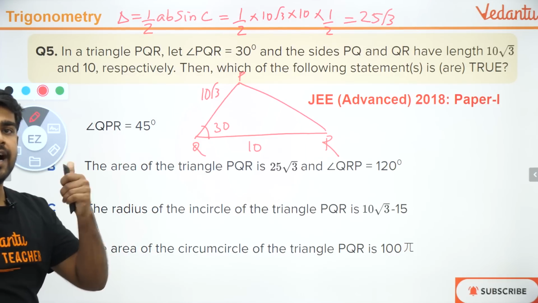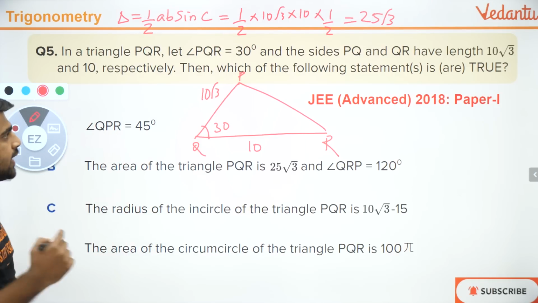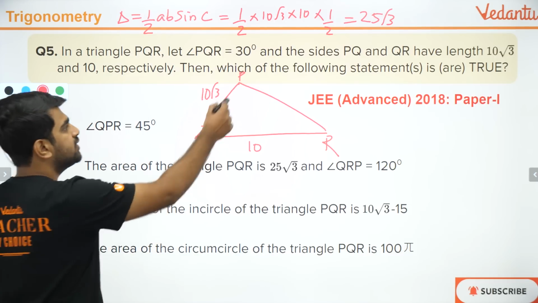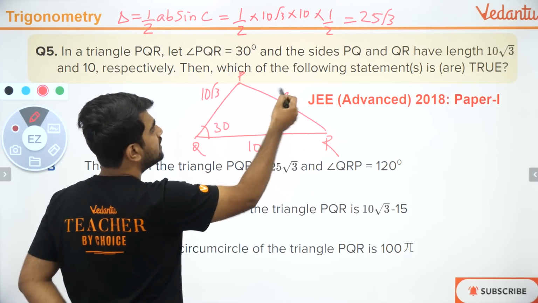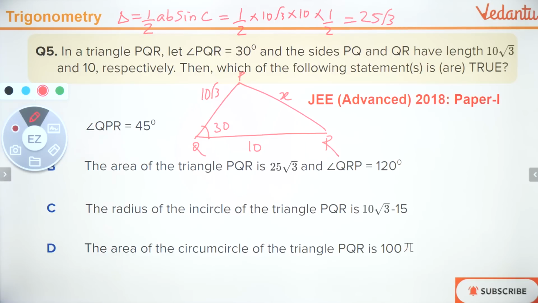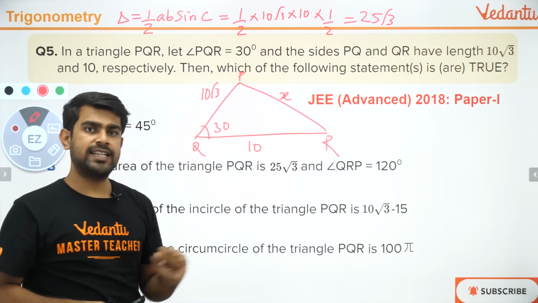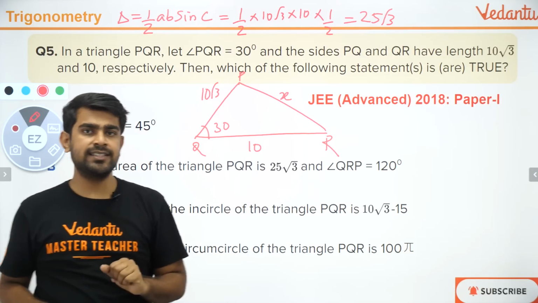One information I have obtained. Good. Now, to obtain the other information, I need to know what is the side length PR. So let us take the side length PR as x. And guys, can anyone comment? How do I find out this x? Can anyone comment on how to figure out this x? Any idea?